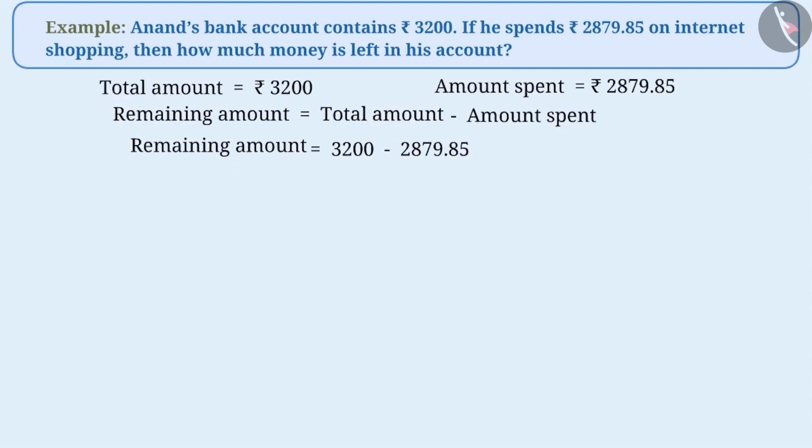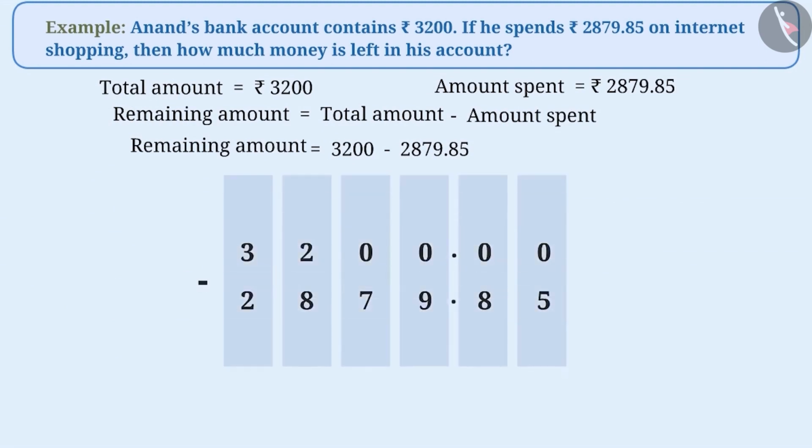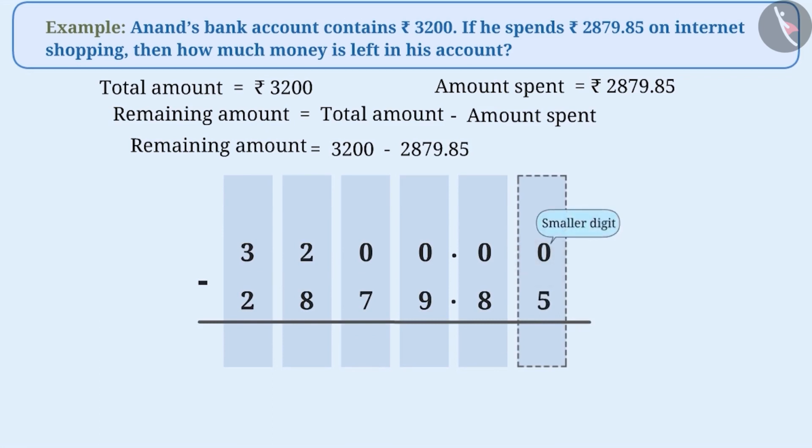In order to obtain the result of this subtraction, let us write these decimal numbers one below the other. Take care to write the digits according to their place value. We cannot subtract the digits at hundredths place because 0 is smaller than 5. So, we need to borrow 1 from the tens place.